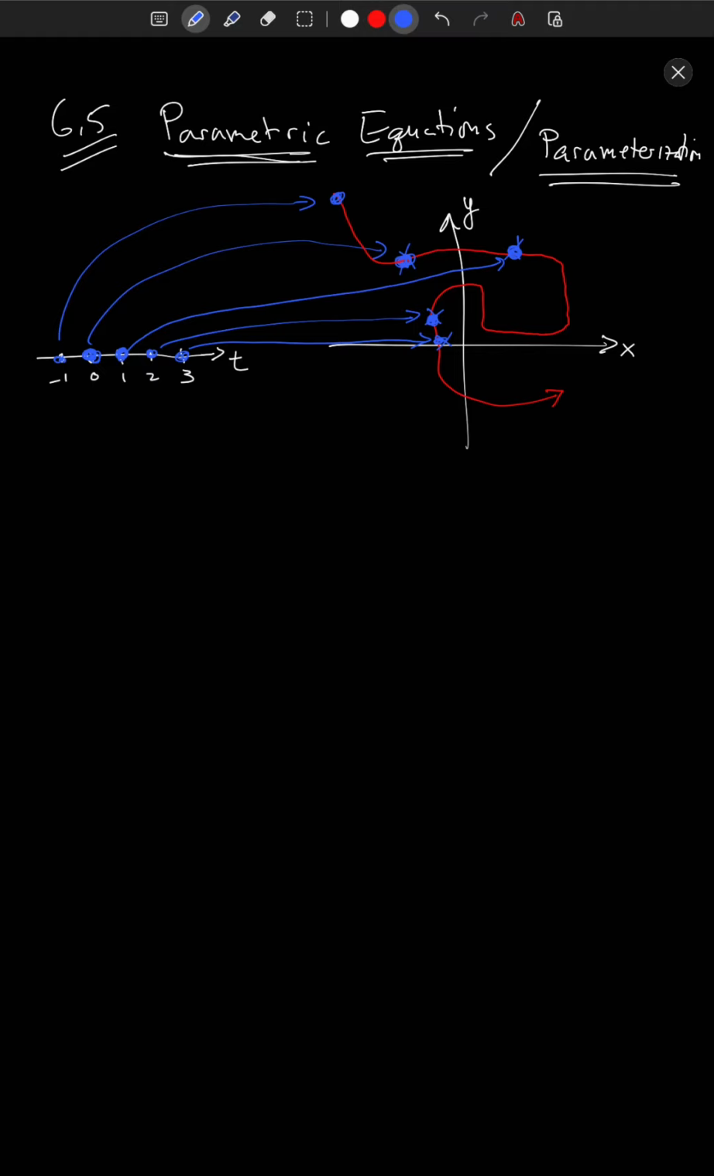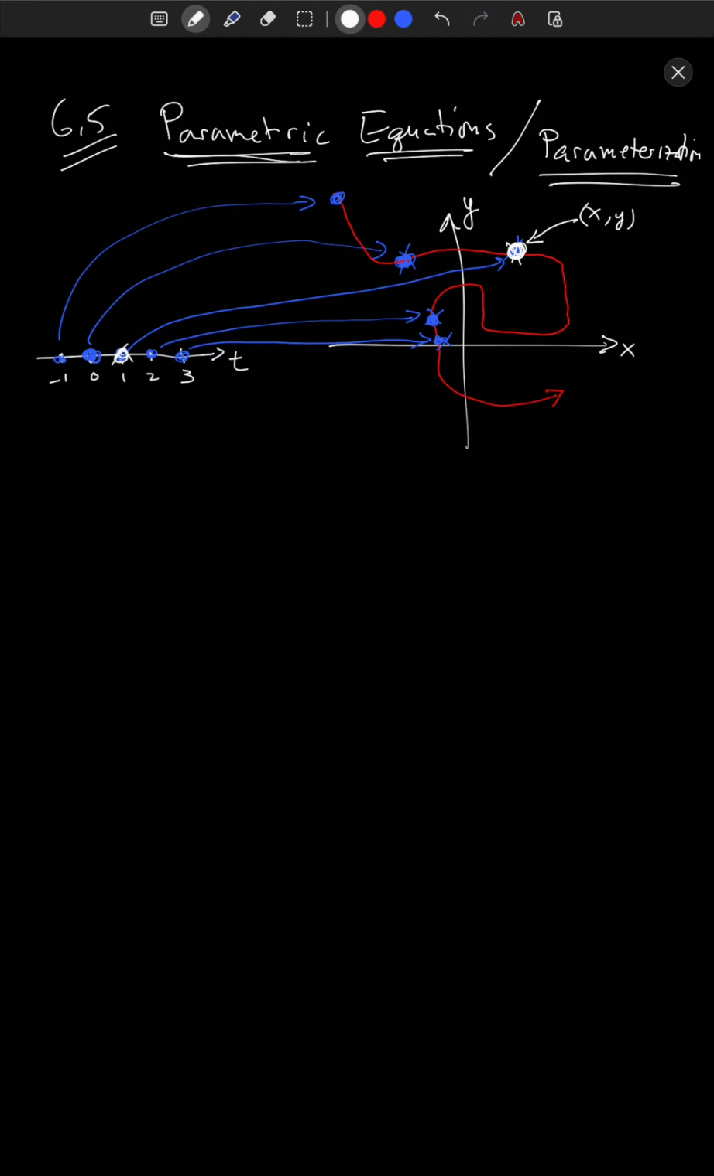And the way we're going to do this is we're going to notice that at every time we have a corresponding point in the xy plane. So again, at time 1, we're at that point right there. So how do we describe this? Well, that point right there is described using two numbers, an x coordinate and a y coordinate.